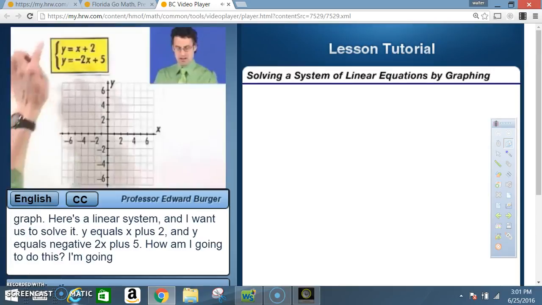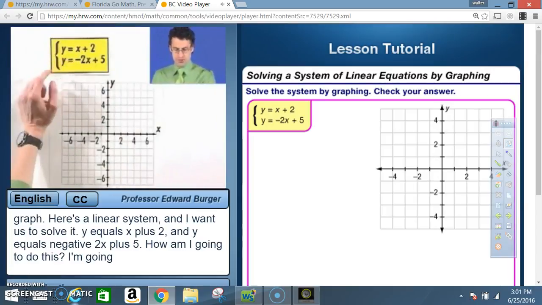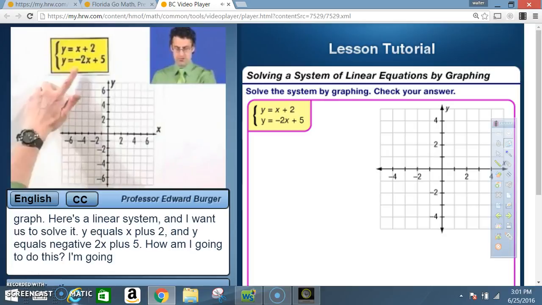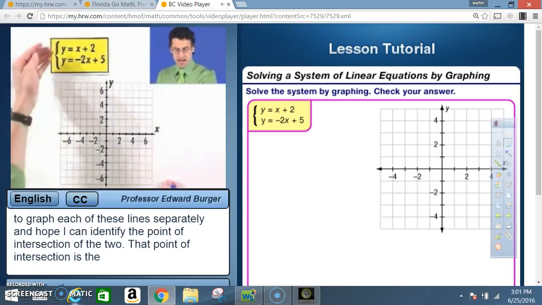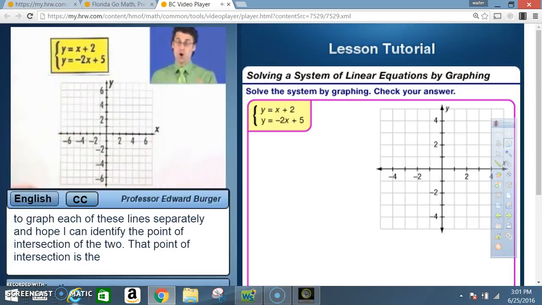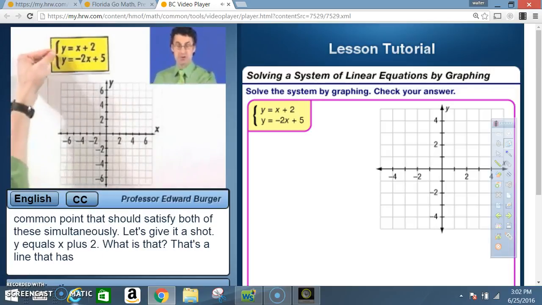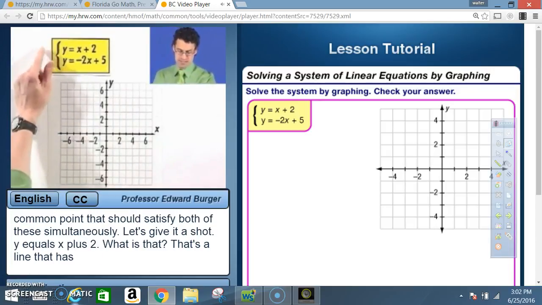Here's a linear system, and I want us to solve it. y equals x plus 2, and y equals negative 2x plus 5. So how am I going to do this? I'm actually going to graph each of these lines separately and hope I can identify the point of intersection of the two. That point of intersection is the common point that should satisfy both of these simultaneously. Let's give it a shot.